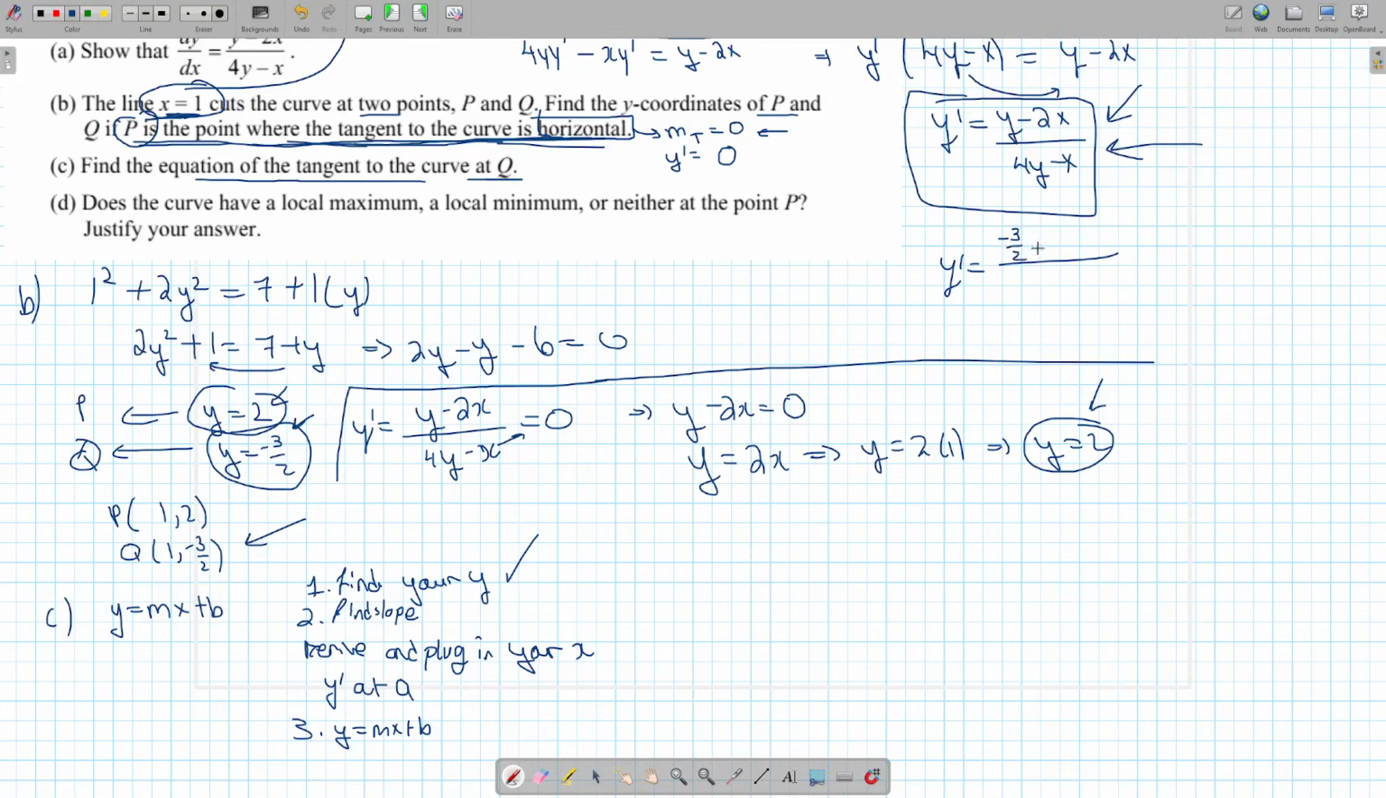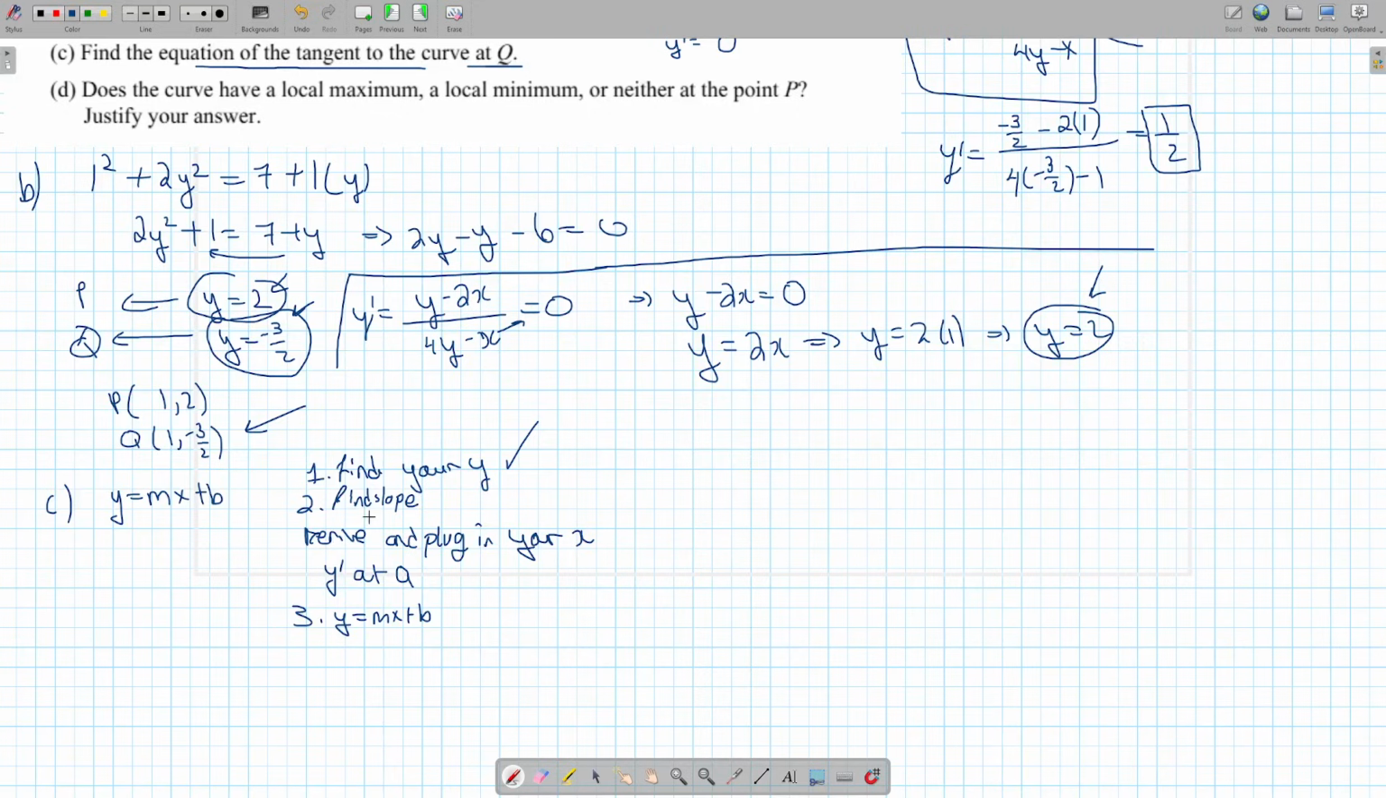So negative 3 over 2 minus 2 times, what's x? X is 1, over 4y minus x. So 4 times negative 3 over 2 minus x, which is 1. Do this on your calculator. Alright, so you should get half over here. So what does that mean? What does this half represent? My slope.